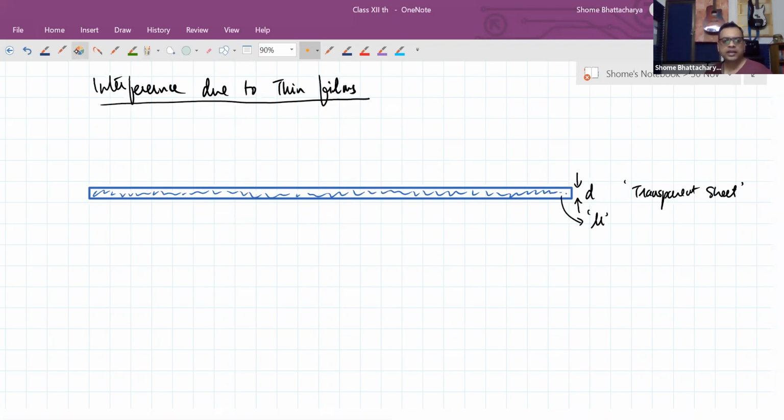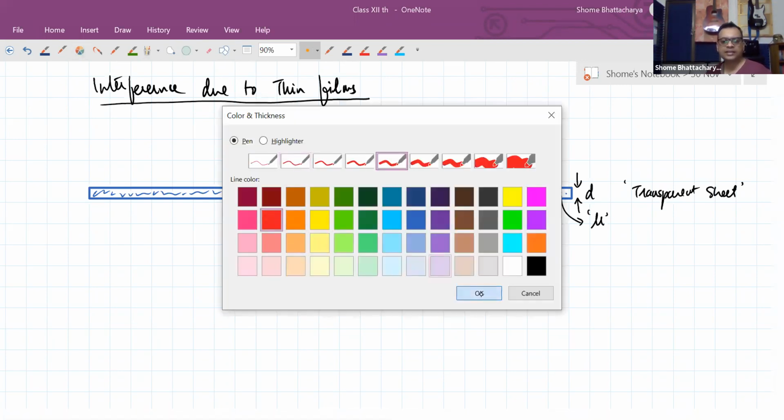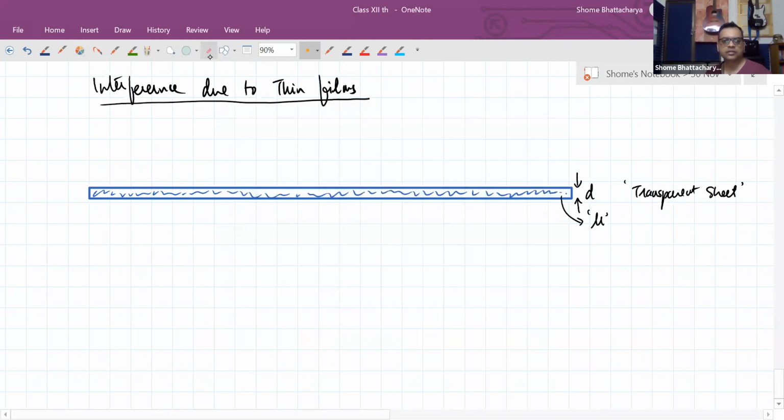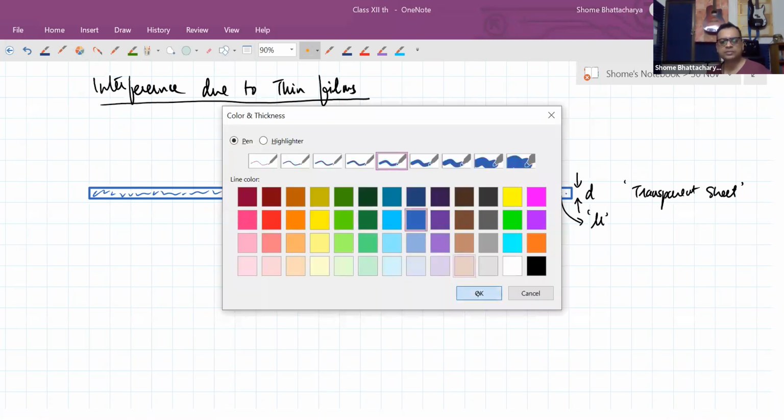Okay. So when light of certain wavelength, or for that matter any light, is incident on it, what happens is that out of the incident light, a certain percentage of light transmits and a certain percentage reflects back. So a certain percentage of intensity will reflect here, and a certain percentage will transmit and then reflect back. Okay. So if I draw a more magnified diagram of what is happening over here.